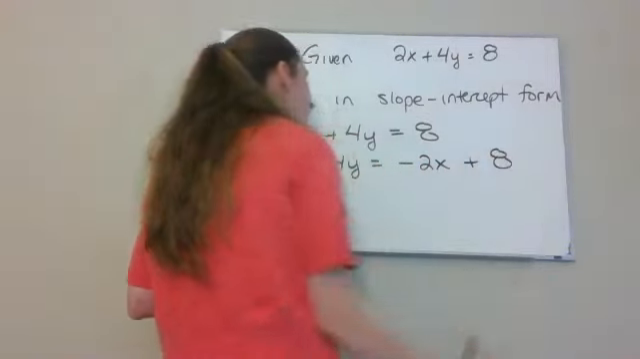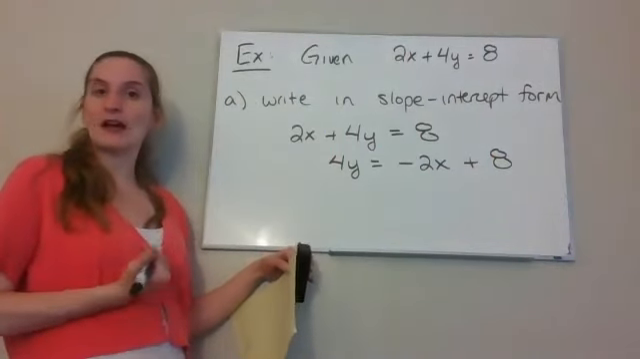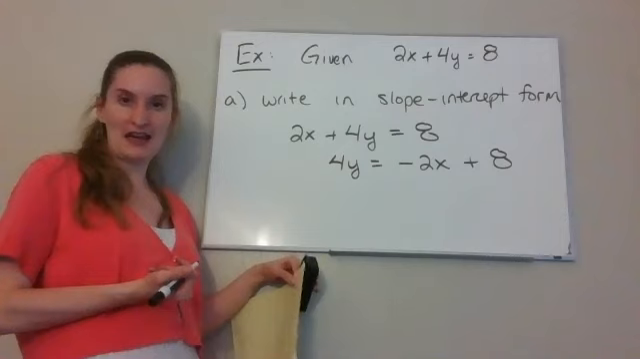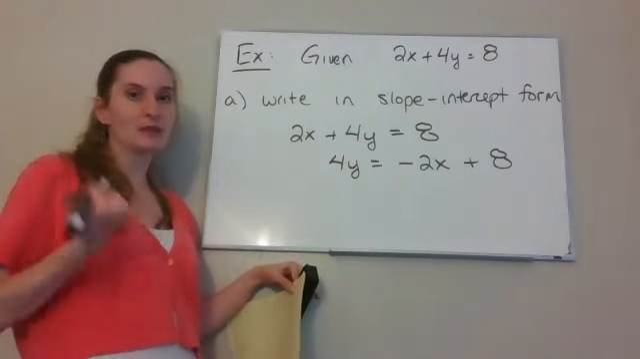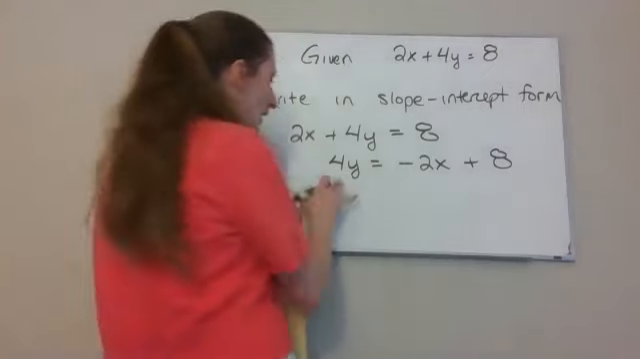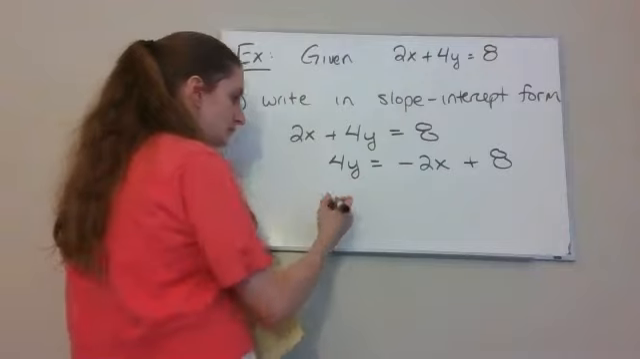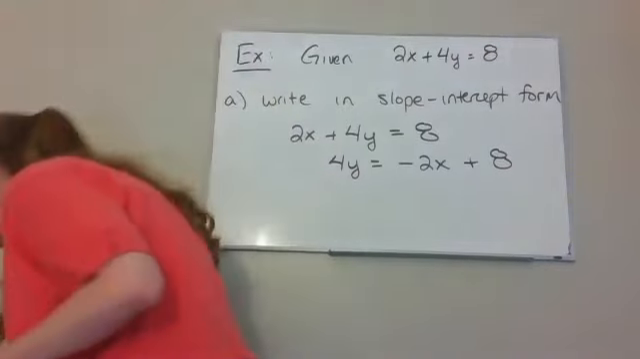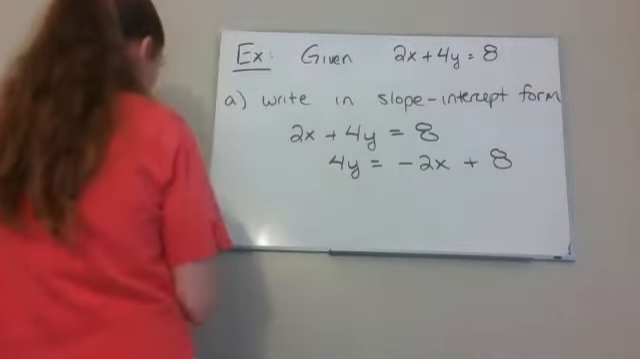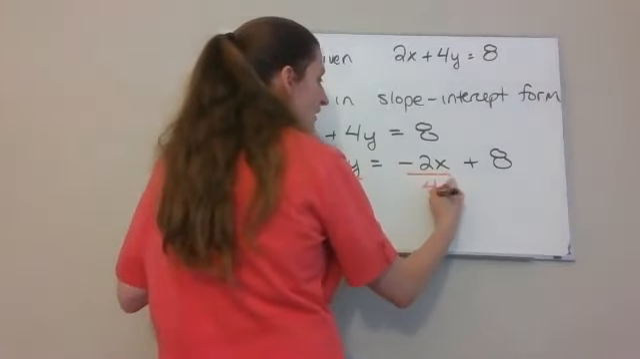And I could have written that right side as 8 minus 2x, but I'm choosing to write it as negative 2x plus 8, just so it's closer to that mx plus b that we're looking for. Now, to get the y completely by itself, I just have to divide everything by 4. So be careful with this. Make sure you are dividing every single thing in the equation by 4, otherwise it's not an equation anymore.